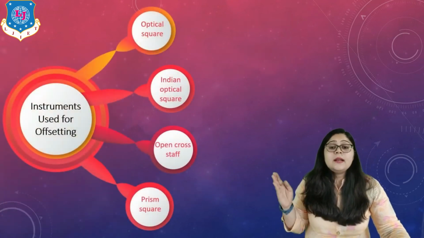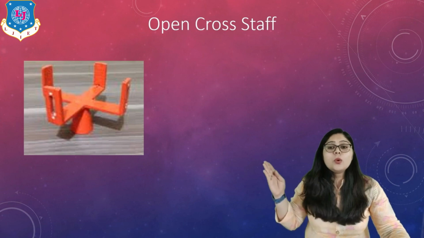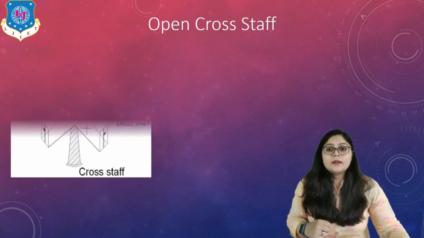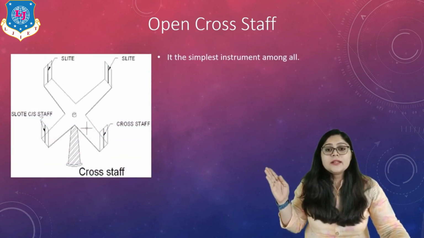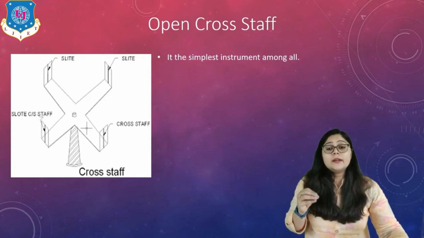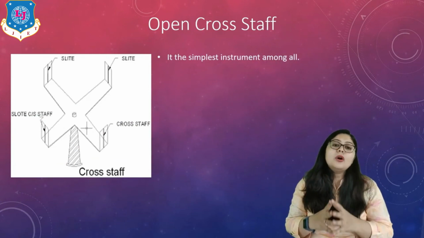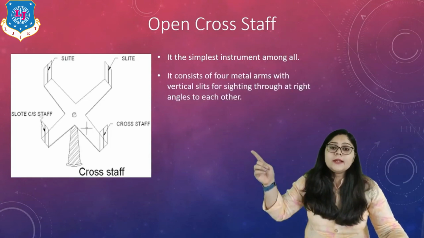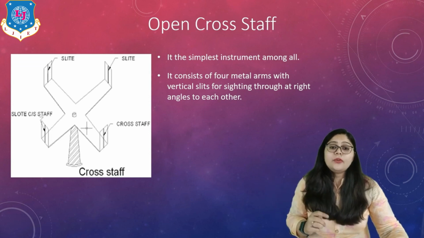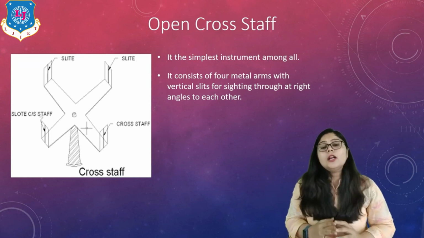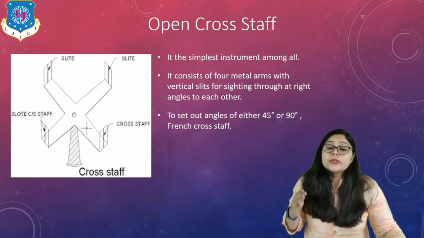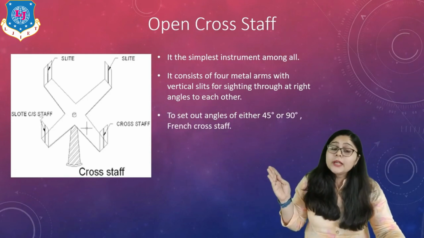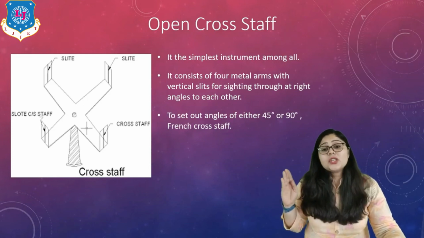Now let's discuss the next term, the open cross staff. Open cross staff is something which looks like this. Its construction is such that it is considered to be the simplest instrument among all, right? It consists of 4 metal arms with vertical slits for sighting through, at right angles to each other, right?